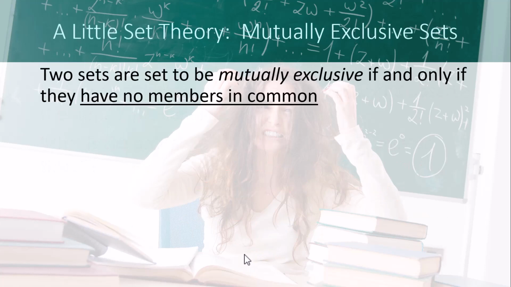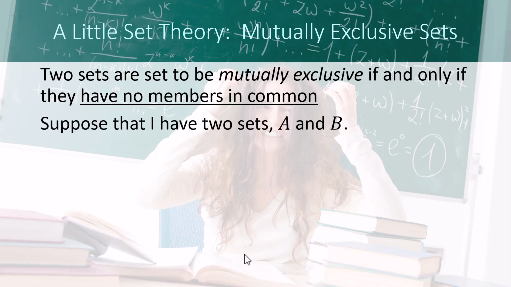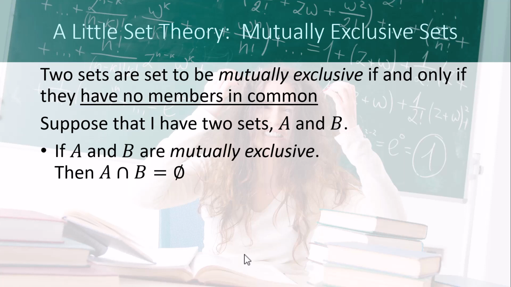Okay, and this brings us to our last thing that we need to talk about relative to set theory, and that is the idea of mutual exclusivity, or the idea of mutually exclusive sets. Now, two sets are mutually exclusive if and only if, oh, there's a mathy term for you, they have no members in common. Okay, so suppose that I have two sets A and B. If I tell you that A and B are mutually exclusive, then that means they have no members in common, okay? And their intersection is going to be the empty set because any member in A is not in B. Therefore, they have no common members. Therefore, the intersection is an empty set.